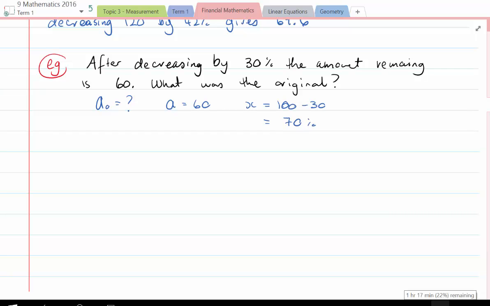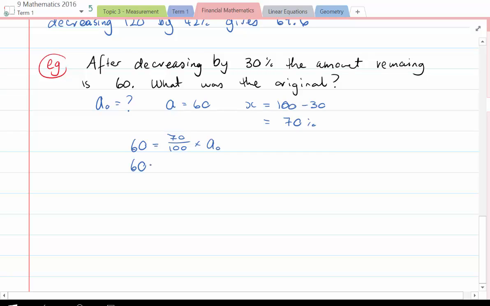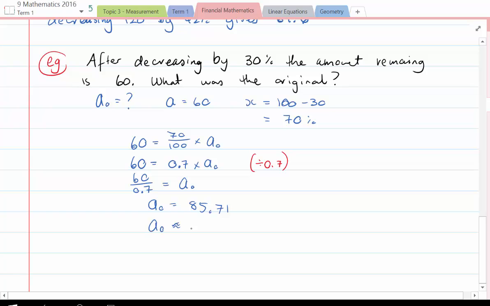So if we fit this into our rule, then we know that we've got 60, 70 on 100, so 70%, and we're looking for that original amount. So really this is all we need to solve. 60 is equal to 0.7 multiplied by the original. Now really all we need to do then is to divide both sides by 0.7, and now we have 60 on 0.7 is equal to the original. So we have 85.71. It's approximately 85.71.